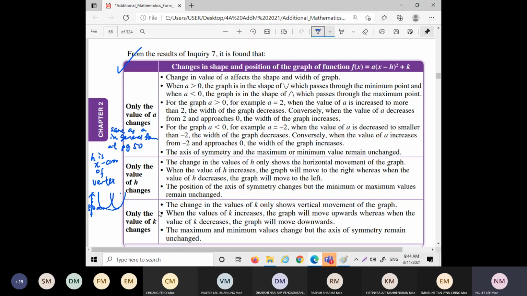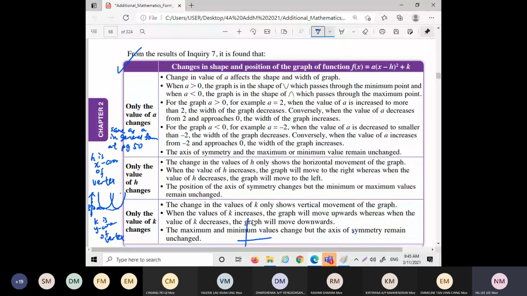So the last one, ready. Only the value of the K changes. The value of the K is the maximum or minimum value, or the Y coordinate of the vertex. So the whole graph will move up or down. The change in the value of K only shows vertical movement of the graph. When the value of K increases, the graph will move upwards, whereas when the value of K decreases, the graph will move downwards. So the maximum and minimum value change, but the axis of symmetry remains unchanged. This is the meaning.